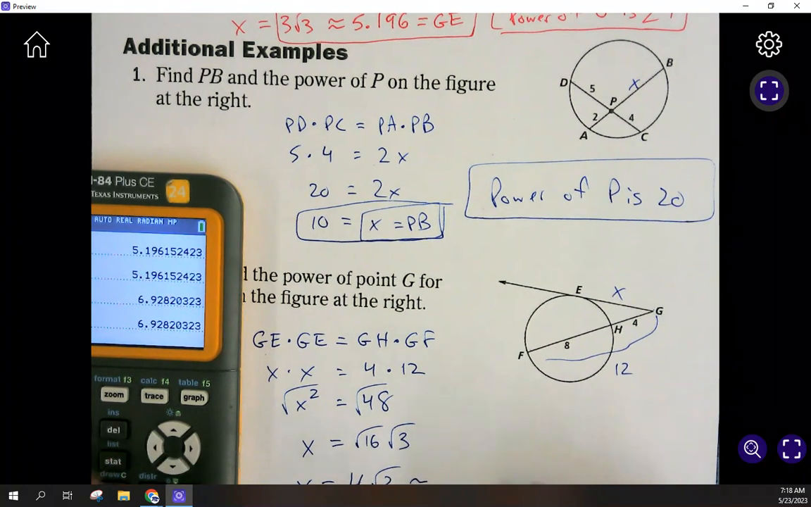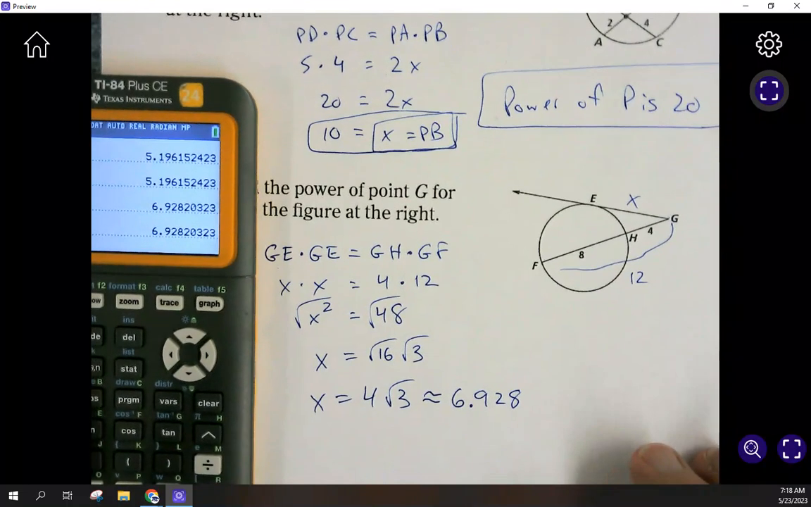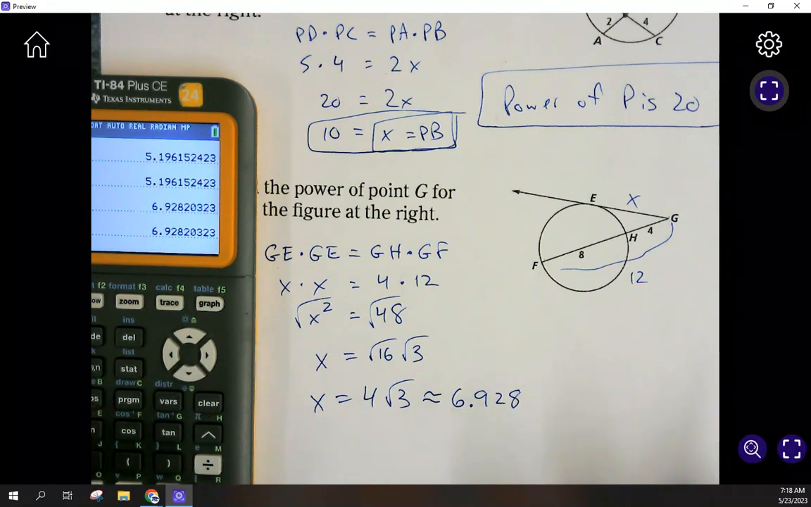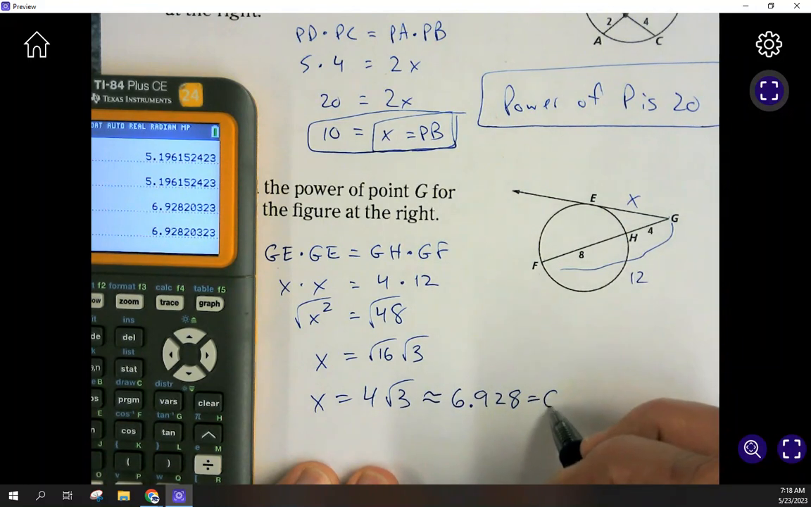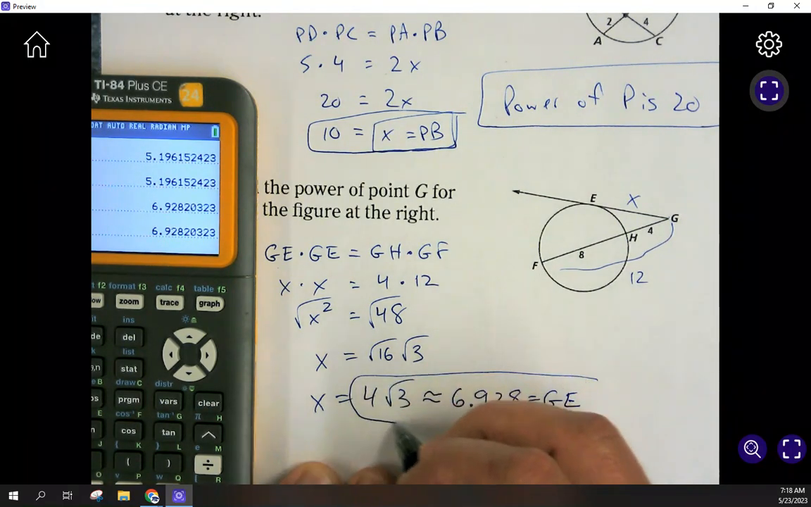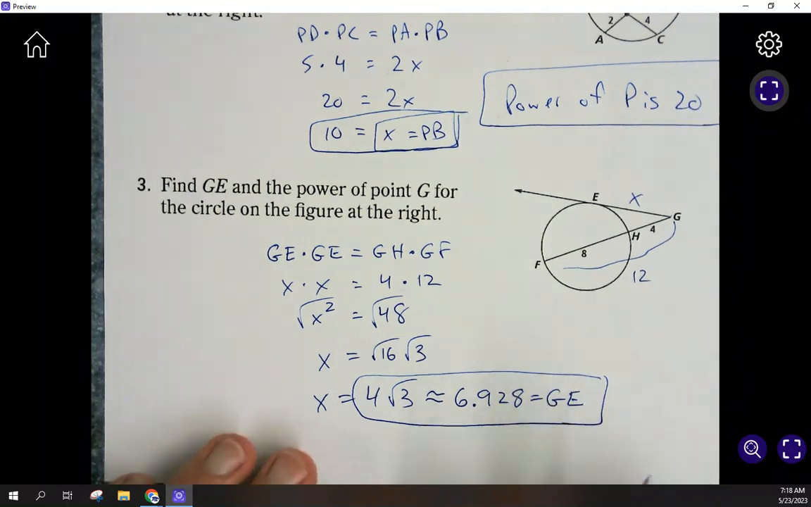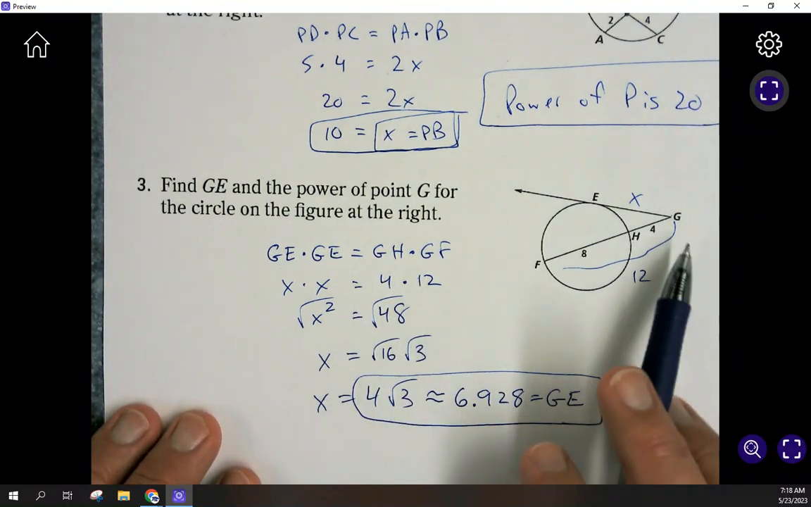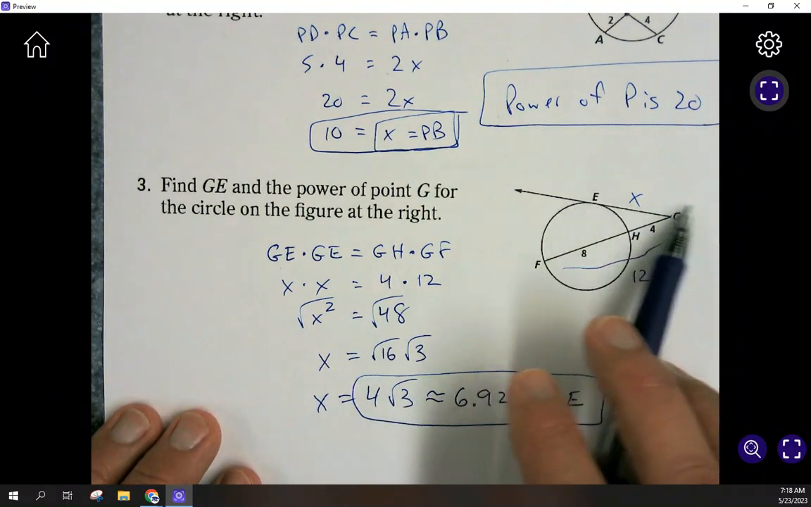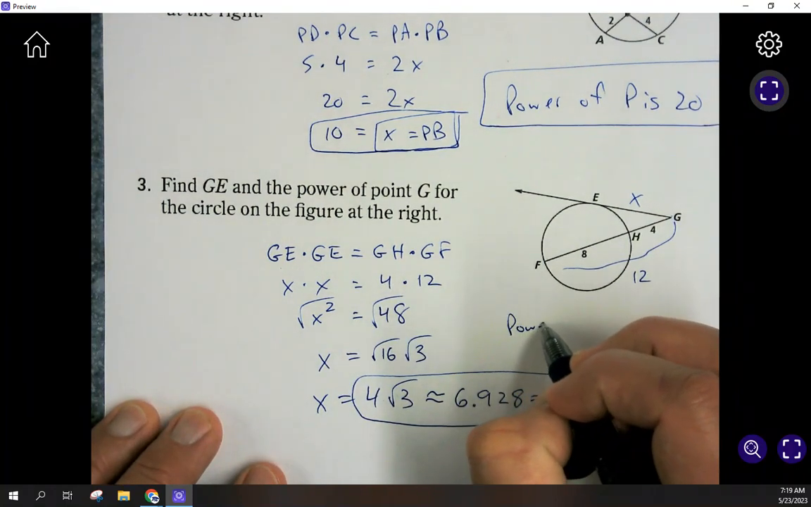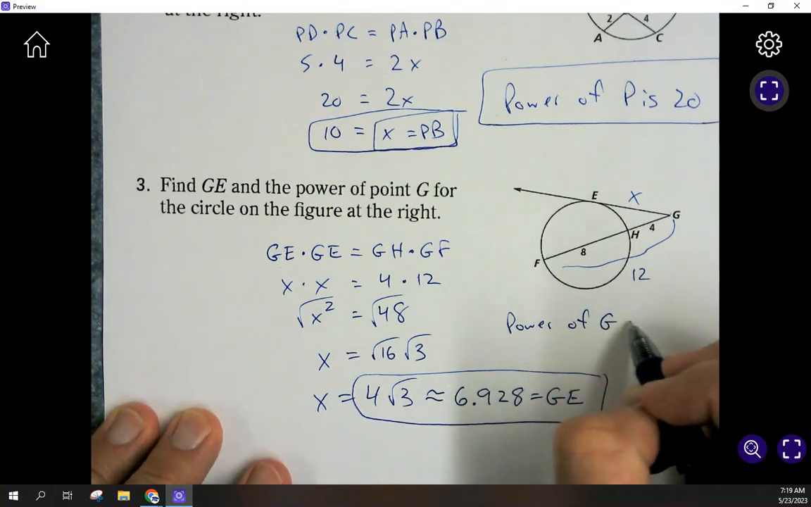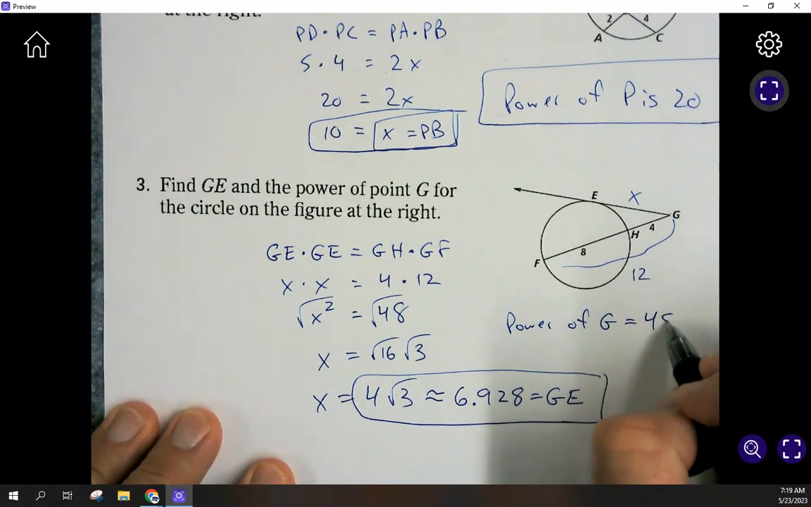If they wanted me to give a decimal and round it to whatever, it's 6.928 or whatever they asked for, 6.9, 6.92, just depending on the question. Okay, so that is equal to GE. That's what we were looking for. And then the power here is whatever those two sides would multiply to. It's 4 times 12, or it's this number times itself. Use the 4 times 12. That was the 48. So the power of G equals 48.